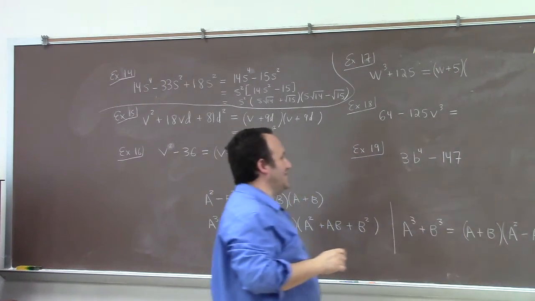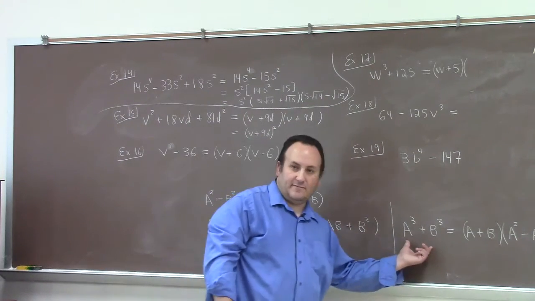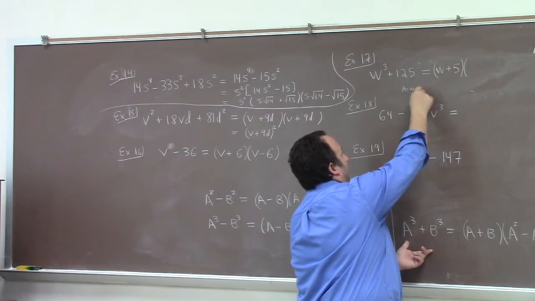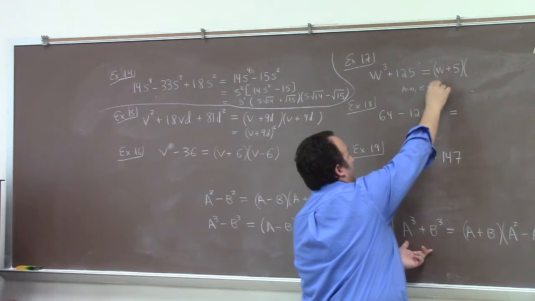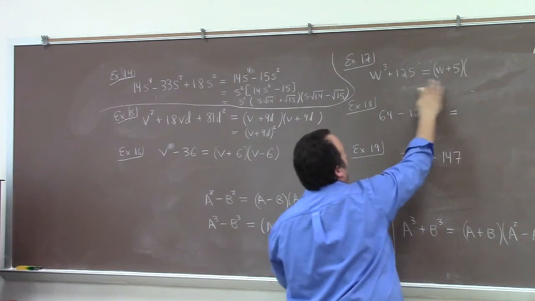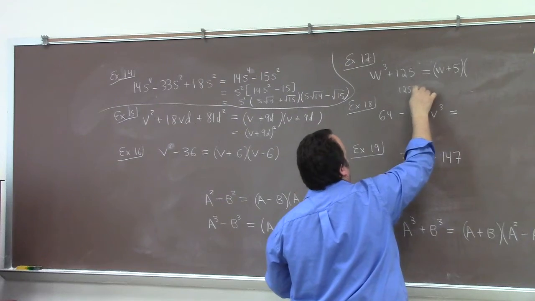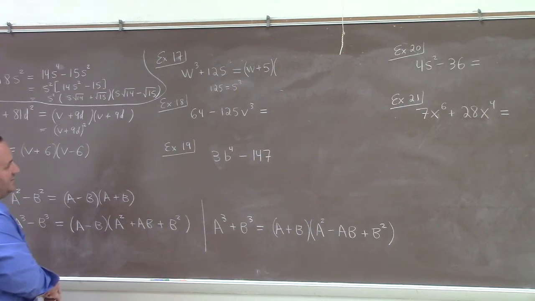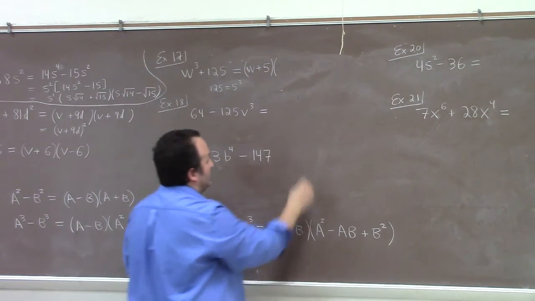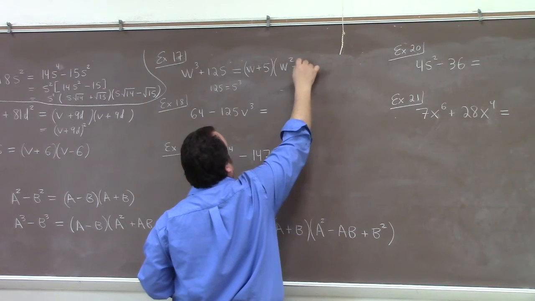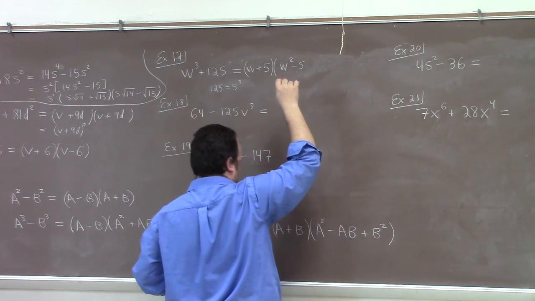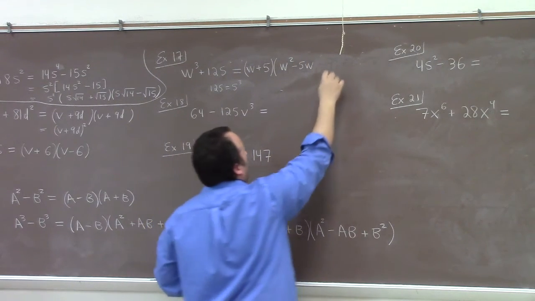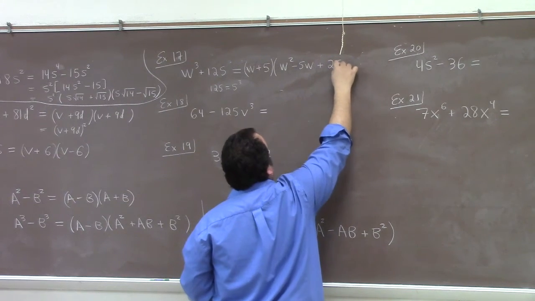So I'm going to use this pattern right here with A equal to W and B equal to 5. 125 is 5 cubed. So W plus 5 times W squared minus, well, I mean, minus 5W, right? Okay, plus 25. There you go.